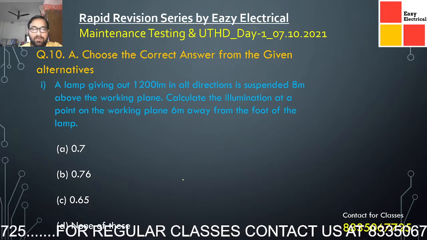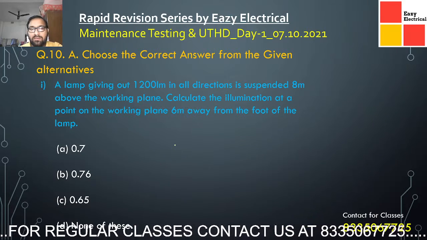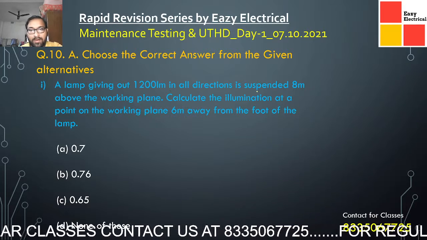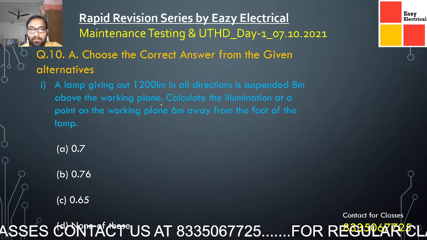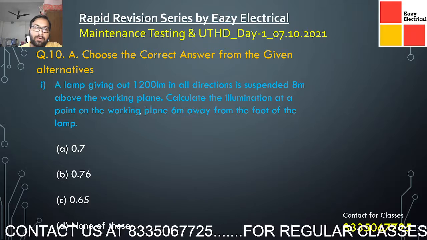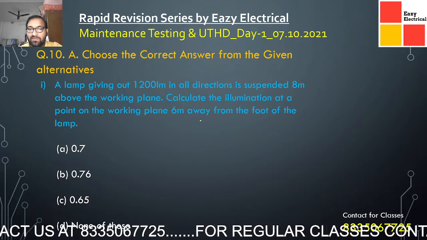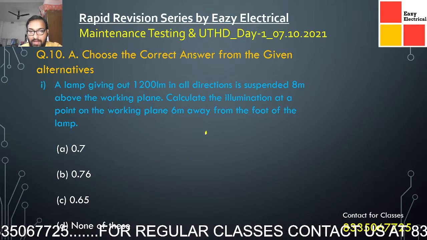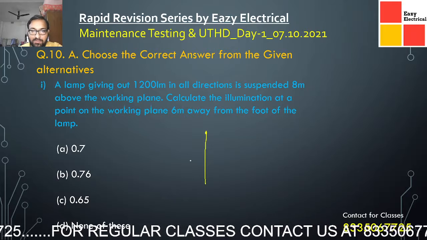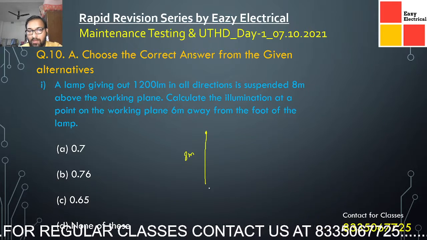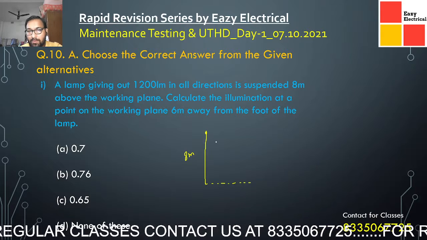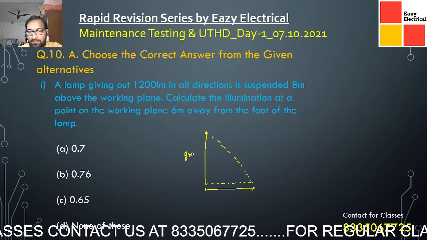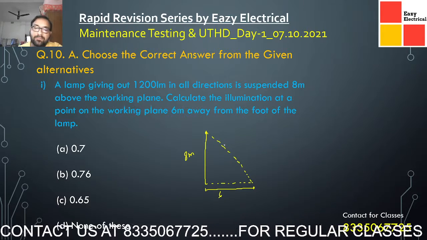Now coming to the next question, here I have taken a small problem. Given there is a light having 1200 lumen in all directions, suspended at a height of 8 meters above the working plane. Calculate the illumination at the point on the working plane 6 meters away from the foot of the lamp. Suppose in this position I have put a lamp, and it is 8 meters above, so the height is 8 meters, and they are asking to find the value at 6 meters away. This horizontal displacement is 6 meters.